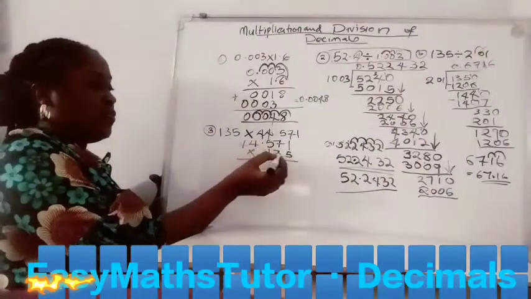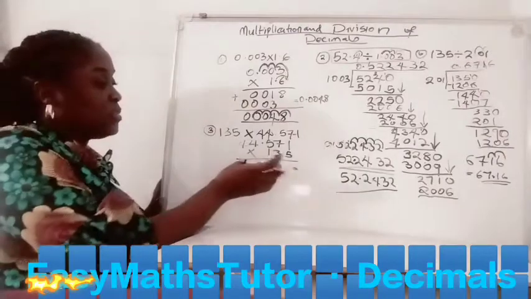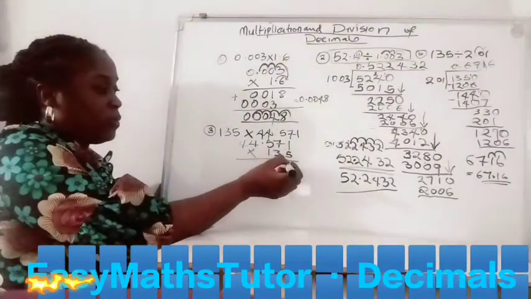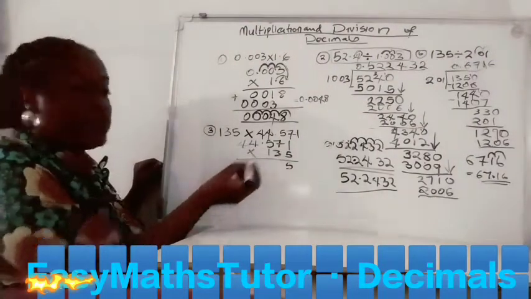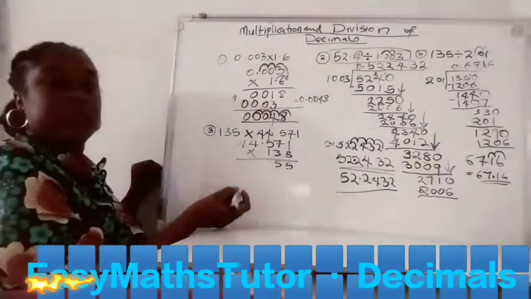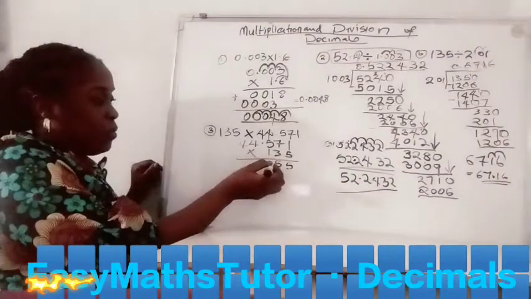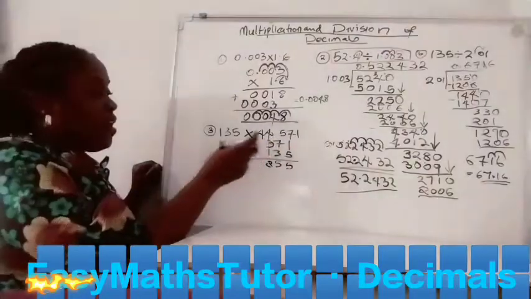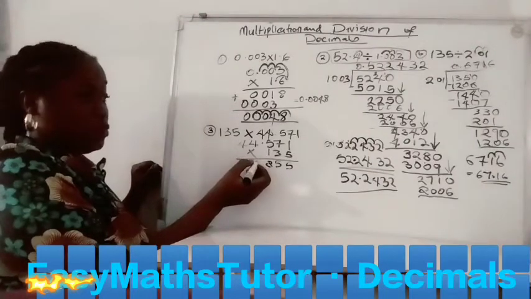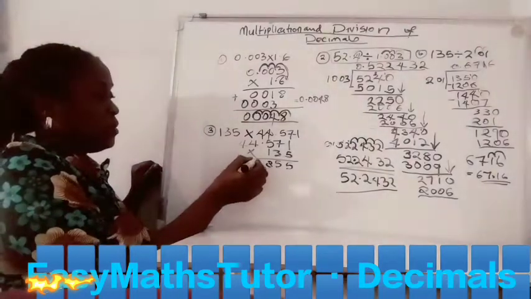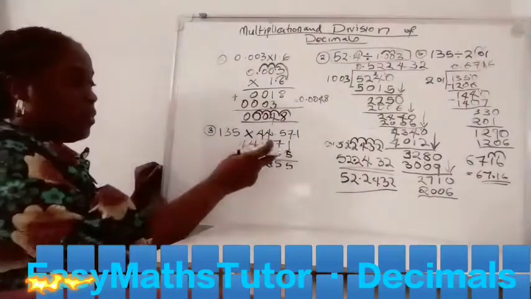So first of all, multiply the last digit of 135, and we'll start writing under 5. 5 times 1 gives us 5. 5 times 7 gives us 35, so we'll write 5, remainder 3. 5 times 5 gives us 25 plus 3, which is 28, so we'll write 8, remainder 2. 5 times 4 is 20, plus remainder 2, 22. So we'll write 22.